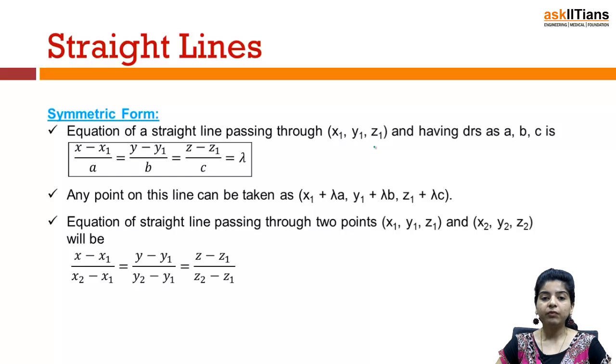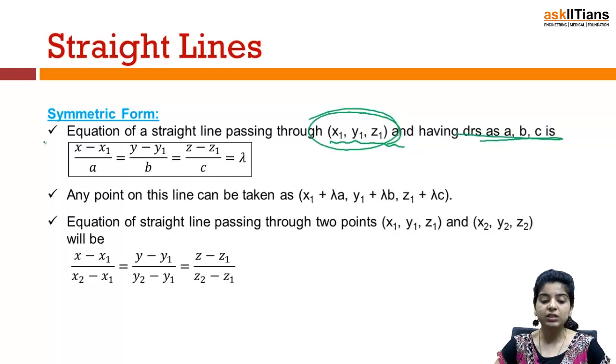So let's begin. Okay, so the next concept that we have is that of straight lines. We will be discussing two forms, that is symmetric form and unsymmetric form. In symmetric form, the equation of a straight line passing through the point x1, y1, z1 and having DRs a, b, c is (x minus x1)/a = (y minus y1)/b = (z minus z1)/c.